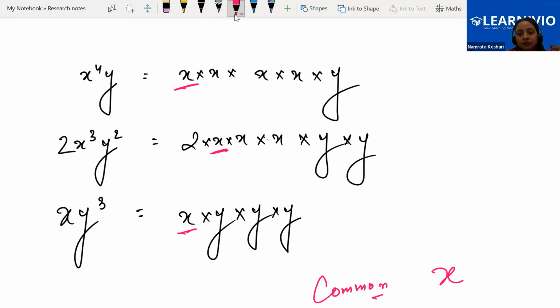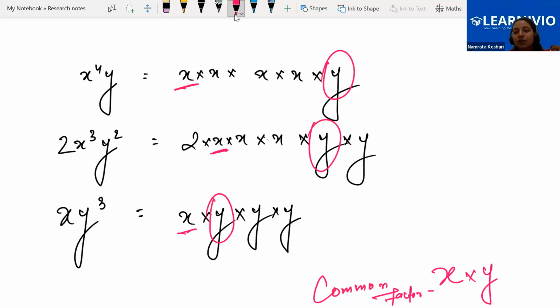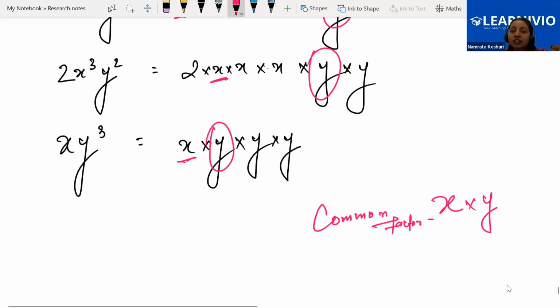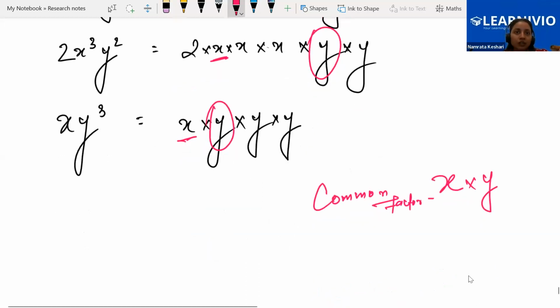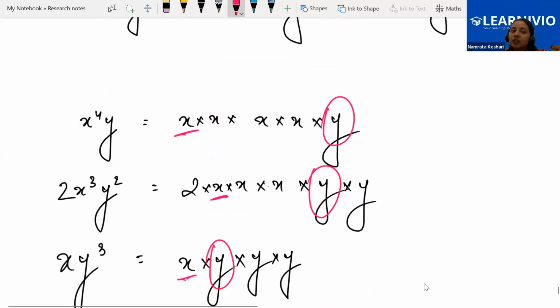We can take one more x, but the other one is not there. One y is here, one y is here, one y is here. Fine, one y we can take. Any more y we can take? No, because the first one doesn't have any other y. So xy is the common factor. This is how you started learning this concept, right, Zoha?